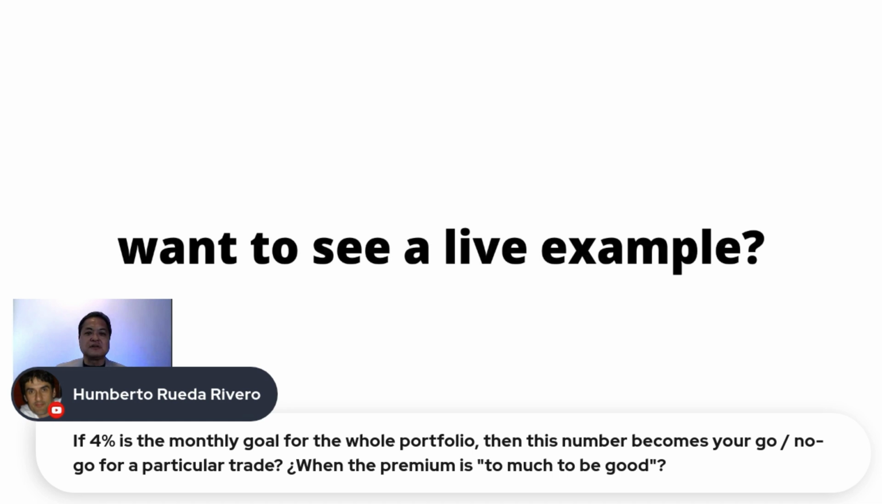All things being equal, if I had two trades and one gives me a 1% return for a month, and the other gives me a 2% return for the month, I'm going to take that 2% because I am looking to make a profit. And if I can make 2% versus 1%, or in my case 4% versus 1%, I'm definitely going to go for the higher number.